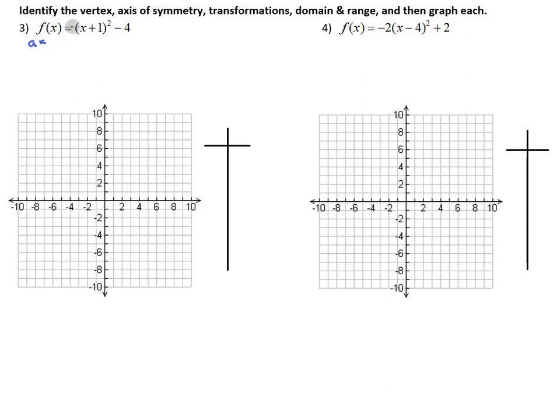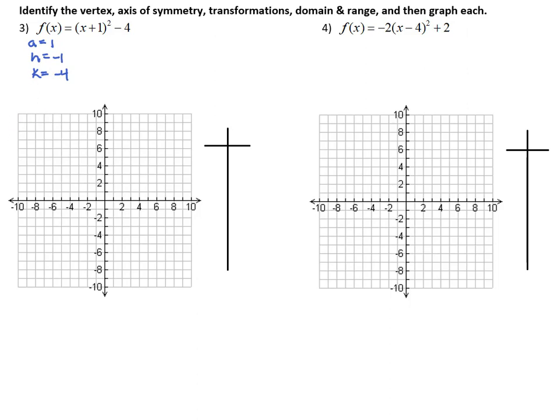Okay, so my value of A, here in front, my multiplier is a positive 1, so A is 1. My H value, remember, is inside of here, and this is the one that is the opposite of what it looks like. So here H is actually negative 1. And then K, which is added or subtracted afterwards, is negative 4. There's no tricks with K.